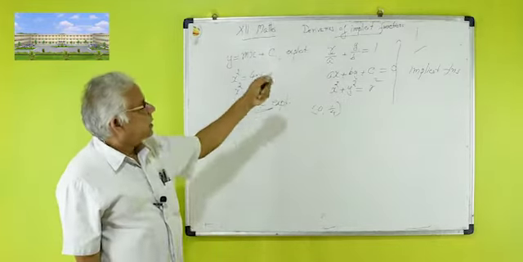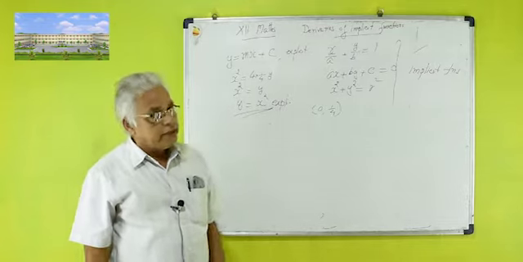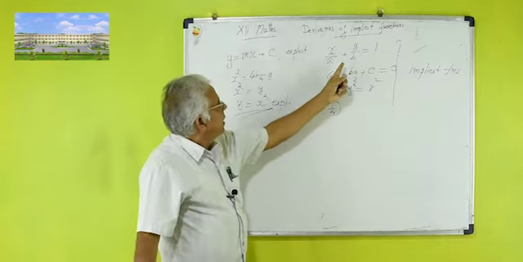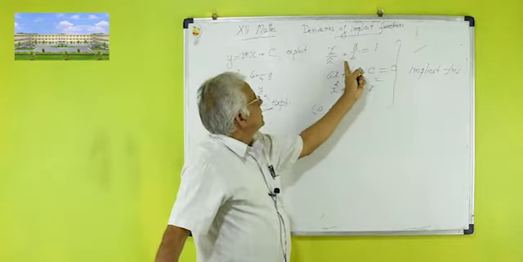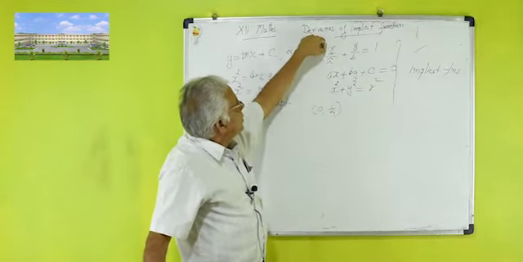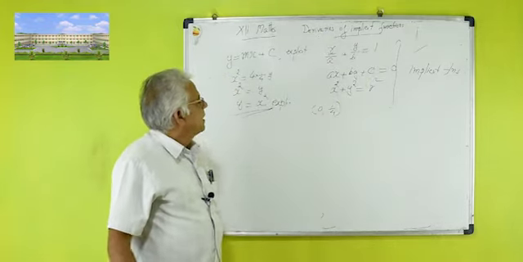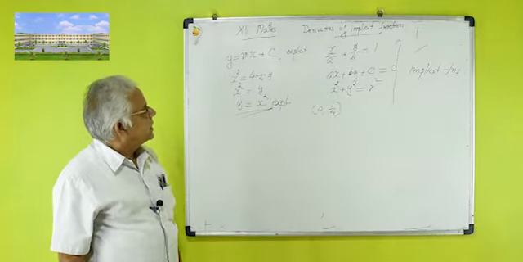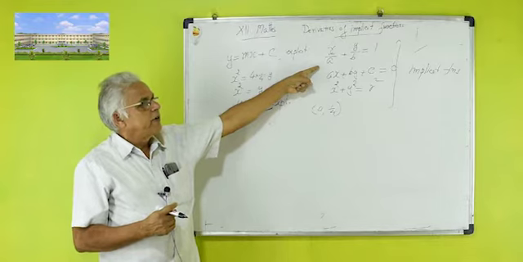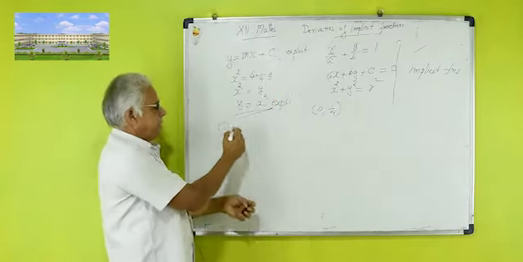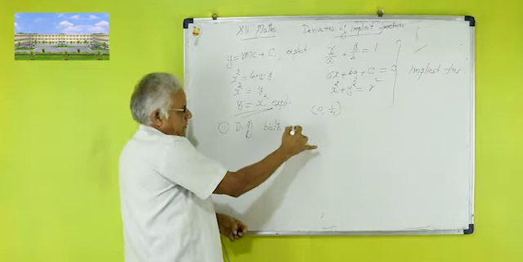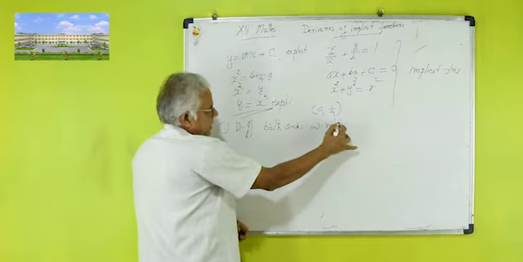Now today we study the derivatives of implicit function. The method, how to find the derivatives of implicit function. Method, first step: differentiate both sides with respect to x.